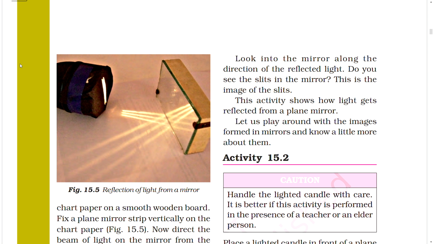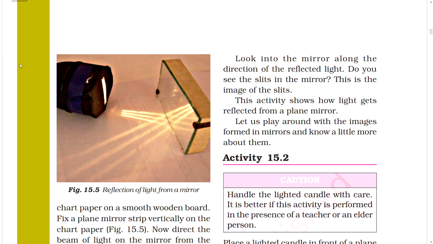Look into the mirror along the direction of the reflected light. Do you see the slits in the mirror? This is the image of the slits. This activity shows how light gets reflected from a plane mirror. Let us play around with the images formed in a mirror and know a little more about them.